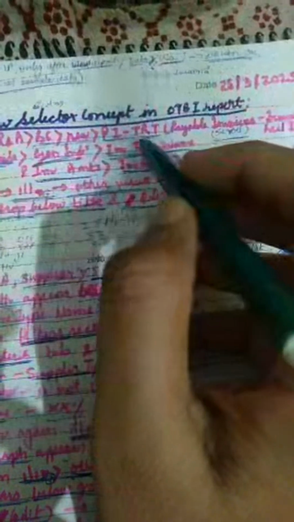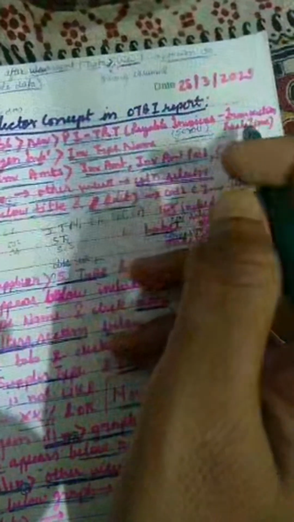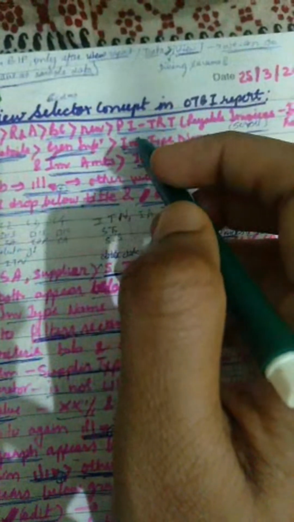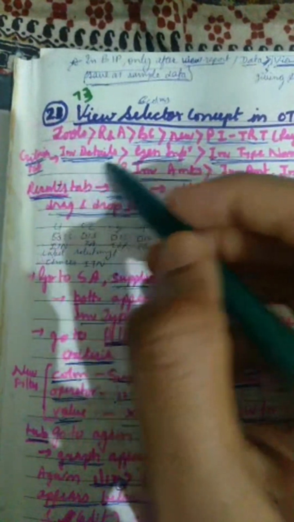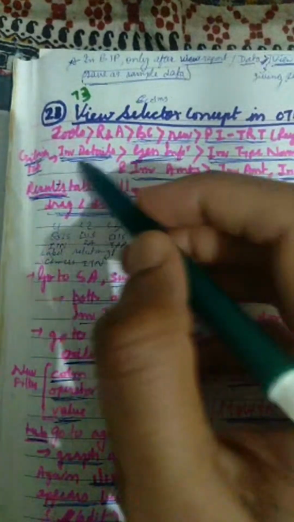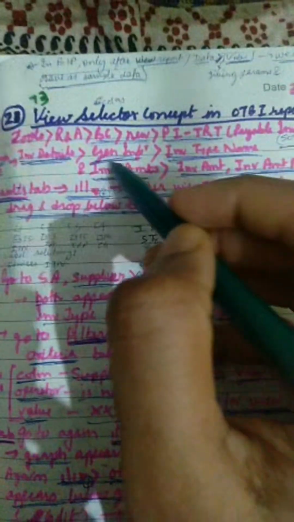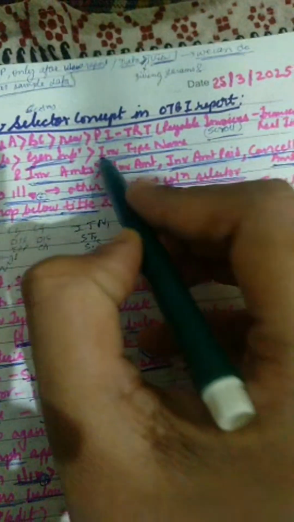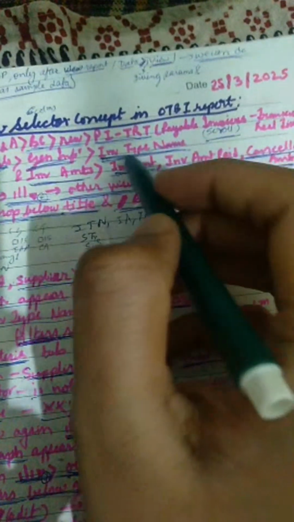So the first thing we do is, you go to tools, reports, analytics, browse catalog, new, and I've written small shortcuts here: payable, invoices, transaction, real time. Okay, I'm scrolling this because I'm using the VI analysis editor. Then in the criteria tab, in the subject area section, go to invoice details, general information, see the invoice type name. Click on this and drag and drop.